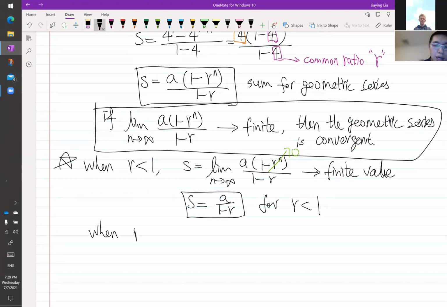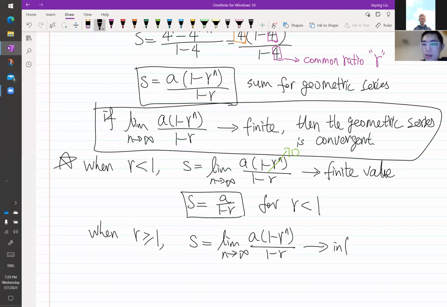And when r is greater than or equal to 1, S equals the limit as n goes to infinity of a times 1 minus r to the n divided by 1 minus r. This sum is not going to go to a finite value, it's going to go to an infinite value. And the series will be divergent. And when r is less than 1, the series is convergent.